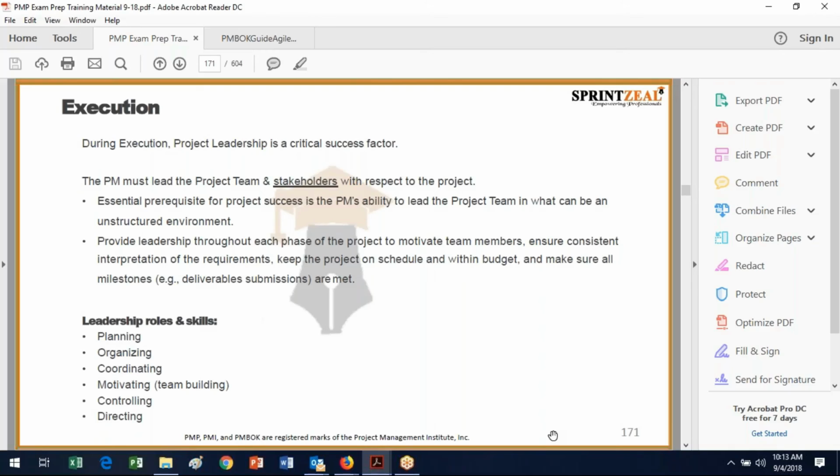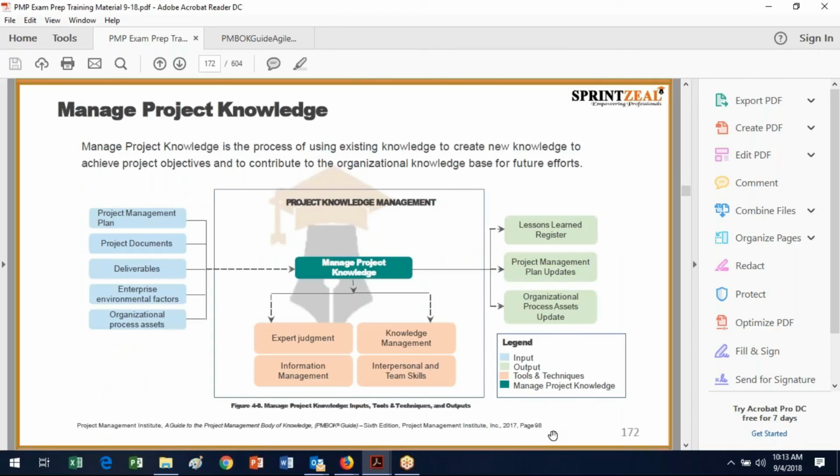Okay, so the next process is manage project knowledge. And again, this is part of the executing process group, and we can tell that from the word manage and the fact that it's an active verb, if you're a grammar person.